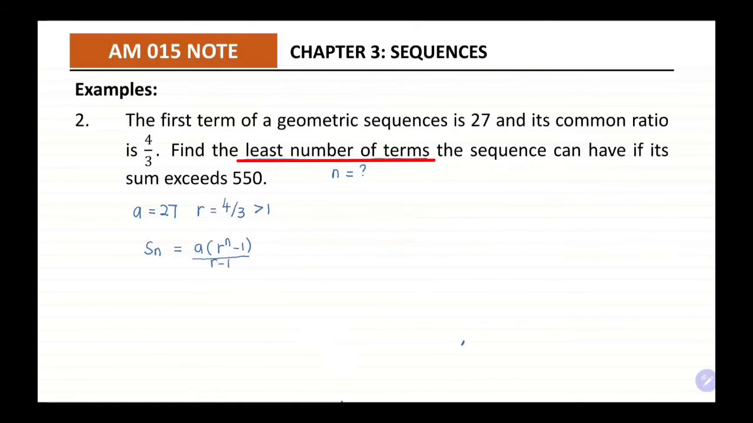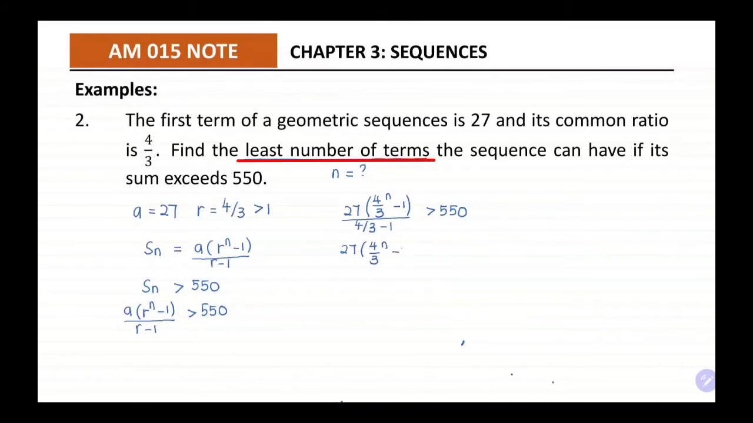The question says exceeds 550, which means Sn is greater than 550. So the formula a, r power of n minus 1, divided by r minus 1, is greater than 550. Now we substitute the values for a and r into the formula. So a is 27, r is 4 over 3: 27 times 4 over 3 power of n minus 1, divided by 4 over 3 minus 1, is greater than 550. Then we solve: 27 times 4 over 3 power of n minus 1, divided by 1 over 3, is greater than 550.